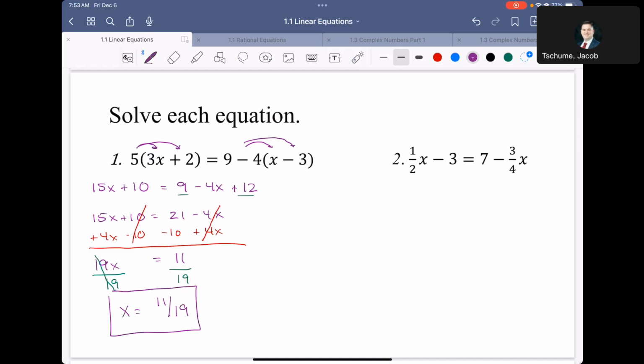And so that is how you will solve a basic linear equation. Now, this one came out to be a pretty ugly answer. They won't always be this ugly, but we have to be comfortable working with these type of answers in this class. On number 2, you've got 1/2 x minus 3 equals 7 minus 3/4 x.